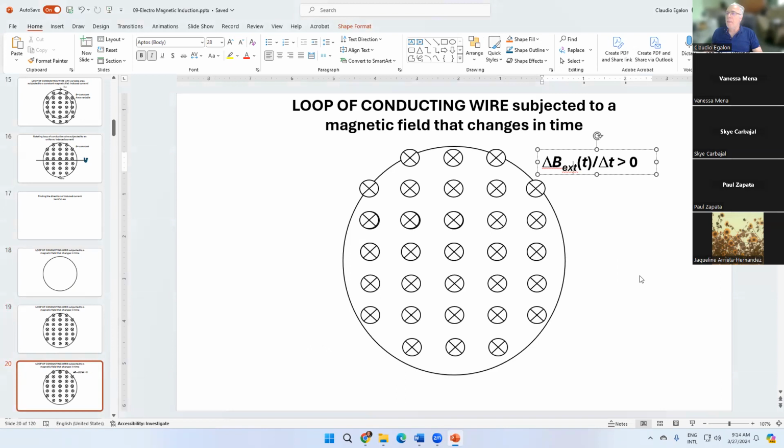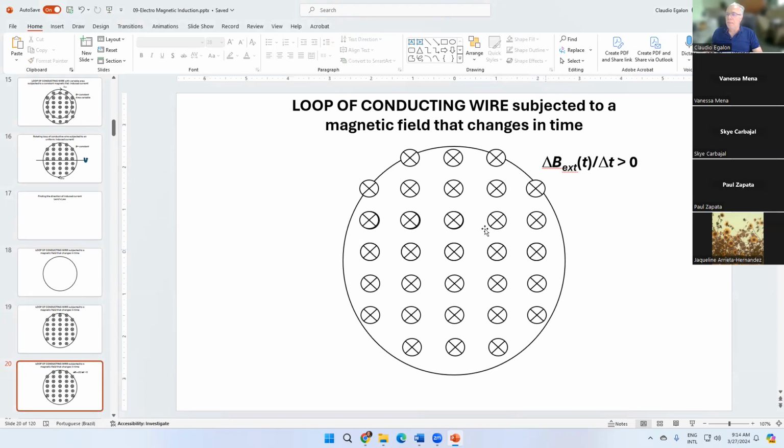And here you go. So what's going to happen? This magnetic field is changing as time goes by, and this is going to affect the magnetic flux as well, right? A changing magnetic field results in a changing magnetic flux, and a changing magnetic flux is going to induce a current in the circuit. Now the question is, in which direction?